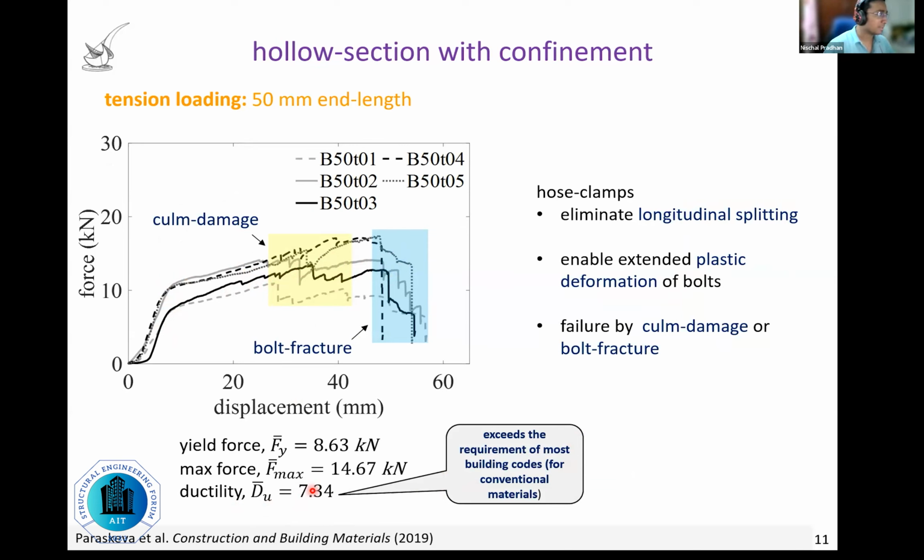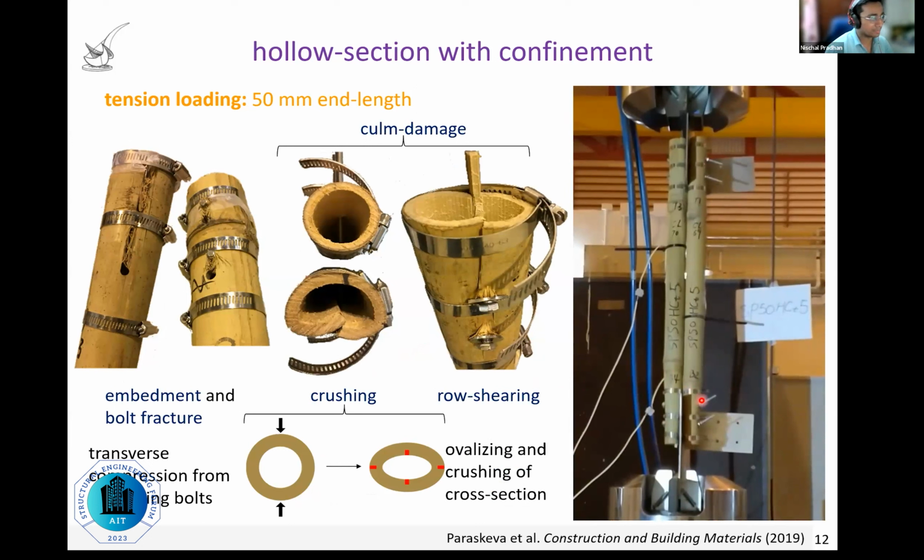If you look at the video here, what happens is once we have confinement, the specimen enters plastic states by yielding of bolts. And the plastic deformation is characterized by embedment damage and plastic deformation of bolts. As you can see here, the damage by embedment. And at the ultimate stage, we see a combination of failures. It could either be a bolt fracture, as you can see here, or culm damage. Culm damage occurs in the form of crushing or row shearing.